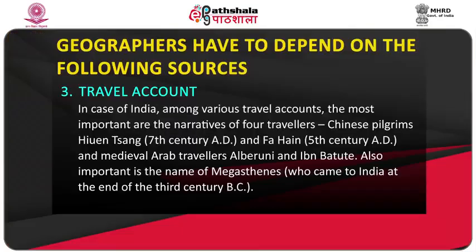Historical geographers depend heavily on the travel accounts to reconstruct past geographies. In the case of India, among the various travel accounts, the most important are the narratives of 4 travelers, Chinese pilgrims, Yuan Sang 7th century AD and Fahain 5th century AD, and medieval Arab travelers Al-Biruni and Ibn Battuta. Also important is the name of Megasthenes, who came to India at the end of the 3rd century BC.